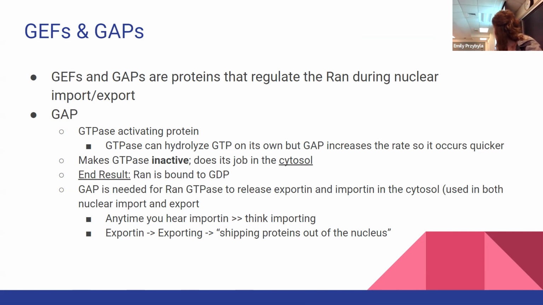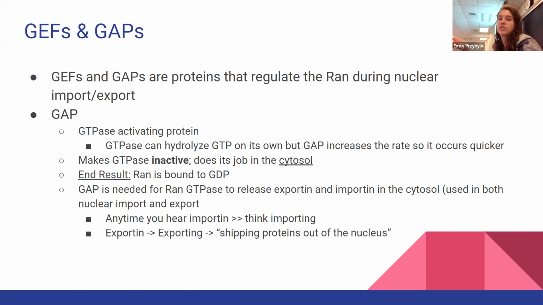Also, one thing she likes to ask is: is GAP itself an enzyme? And the answer is no. The GTPase is the enzyme, but GAP just helps it so the enzyme can function quicker. For those of you on Zoom, if you didn't hear that, GAP is not an enzyme. It just helps the enzyme be a better enzyme. She said it more eloquently though. So yeah, GAP is needed for RAN-GTPase to release exportin and importin in the cytosol. So it's used in both import and export, which we'll see.